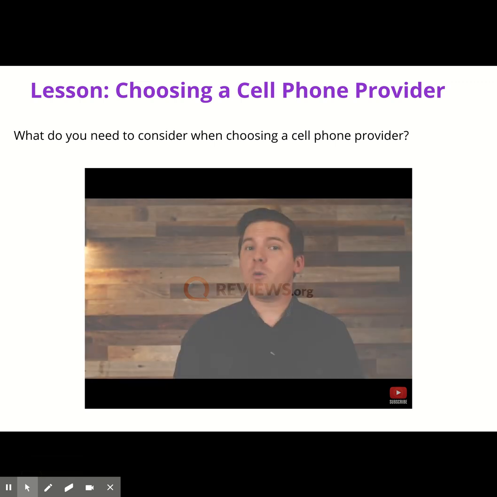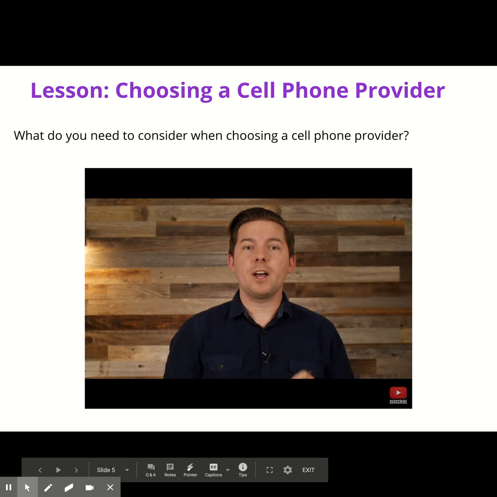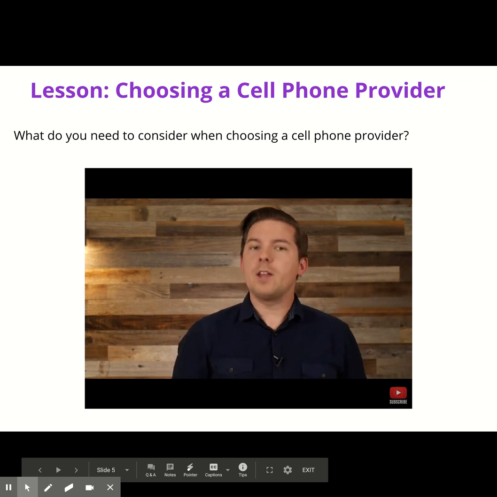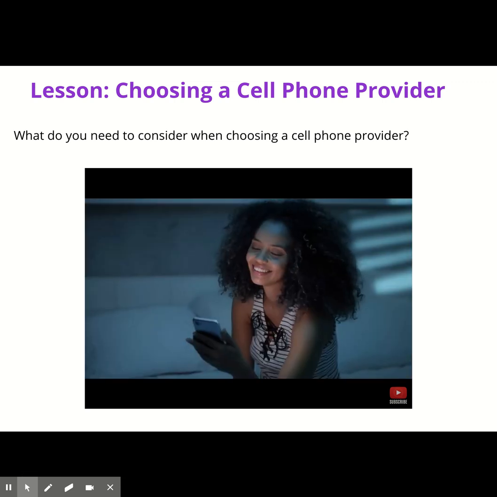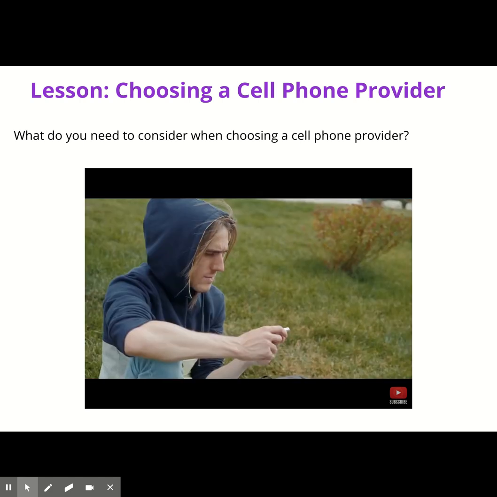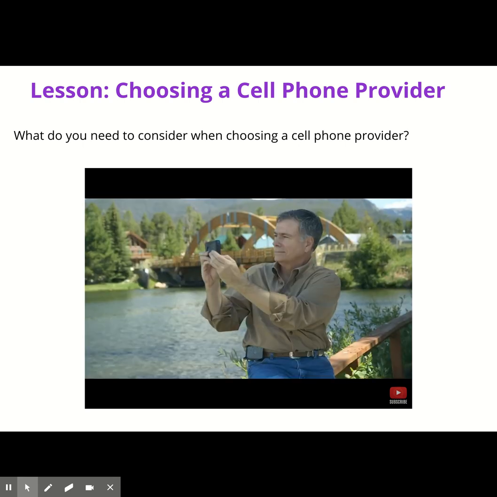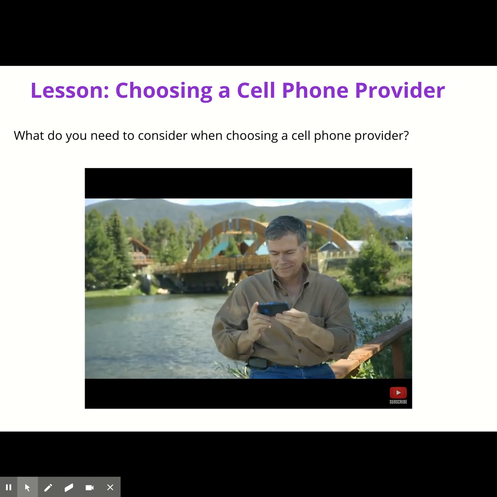Now, normally we'd start with price, but in this case, let's talk about other things to consider first. Then we'll get to price last of all. First, figure out what you need, then figure out what you want, and then we can think about what it will cost to get you those things.